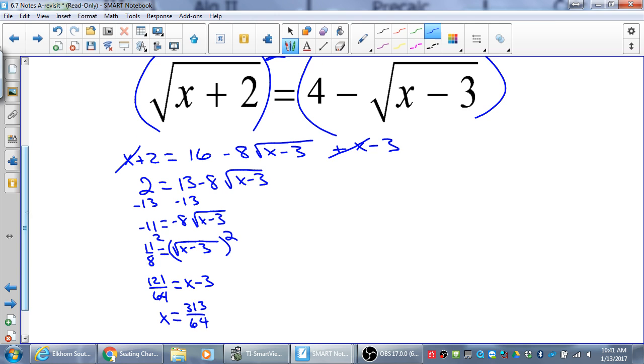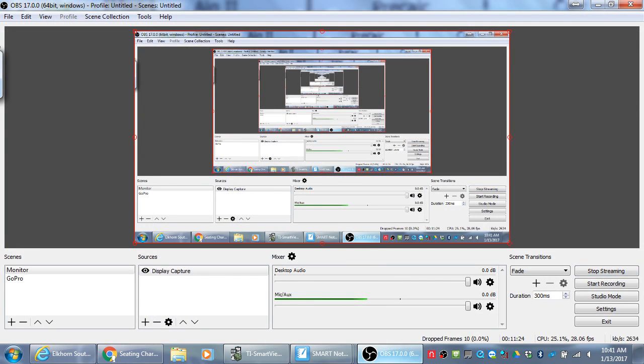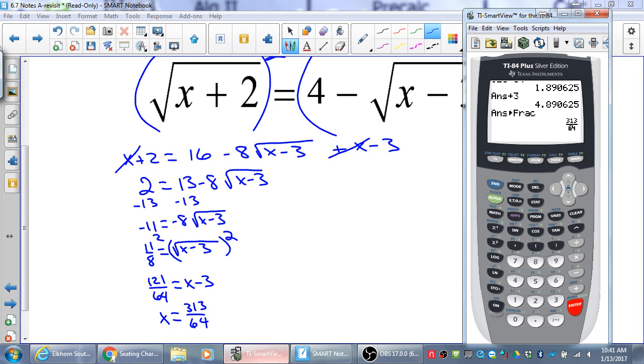Oh, that's not it. I wanted the calculator. We take 313 divided by 64 and add 2. We need the square root of that answer. And we get that, 2.625.